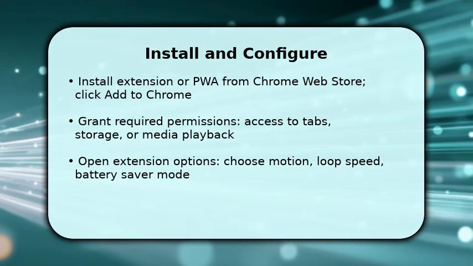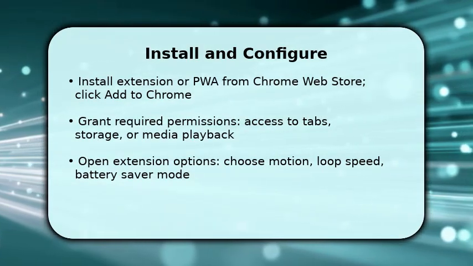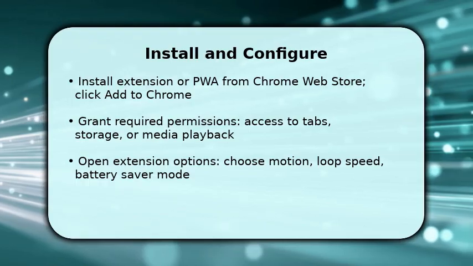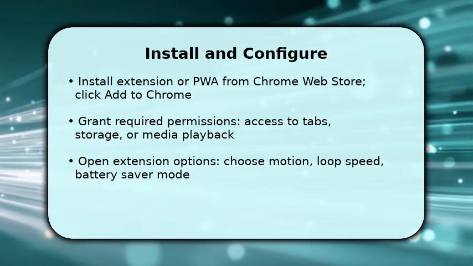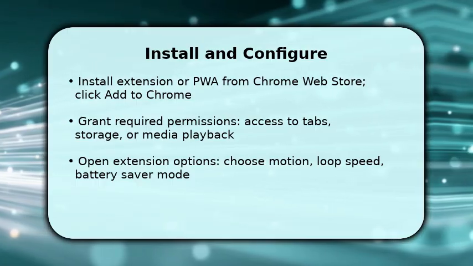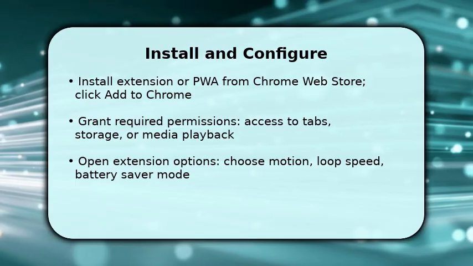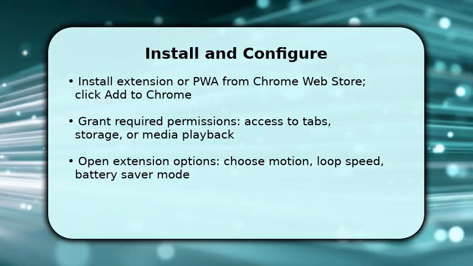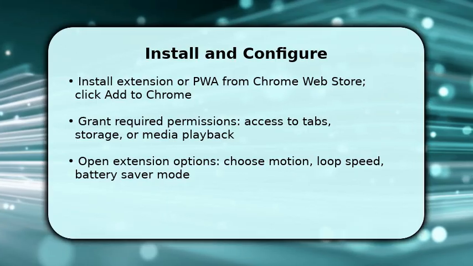You now install and configure the live wallpaper. Add the extension or PWA, then accept the specific permissions it requests so tiles and animations can render. Once installed, open its options or settings page and pick resolution, loop speed, and whether audio plays.